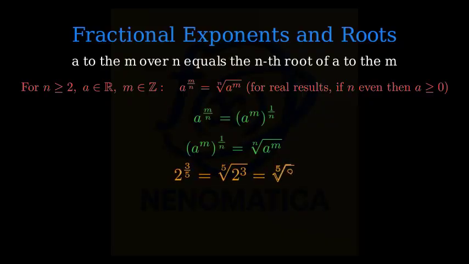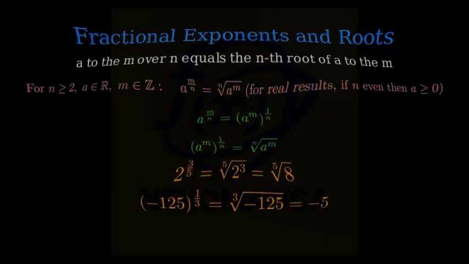Example 1. 2 to the 3/5 equals the 5th root of 2 cubed, which is the 5th root of 8. Example 2. Negative 125 to the 1/3 equals the cube root of negative 125, which is negative 5.